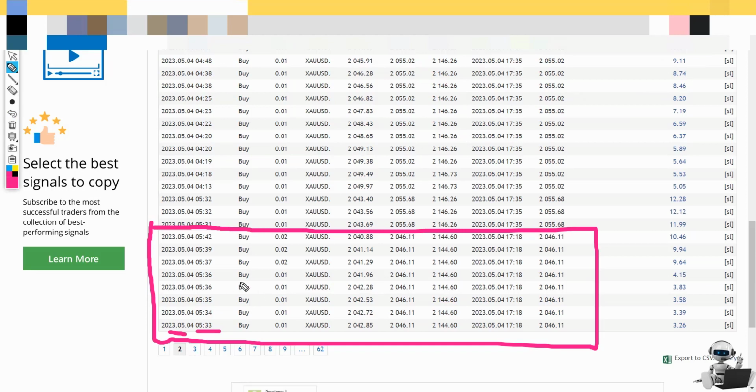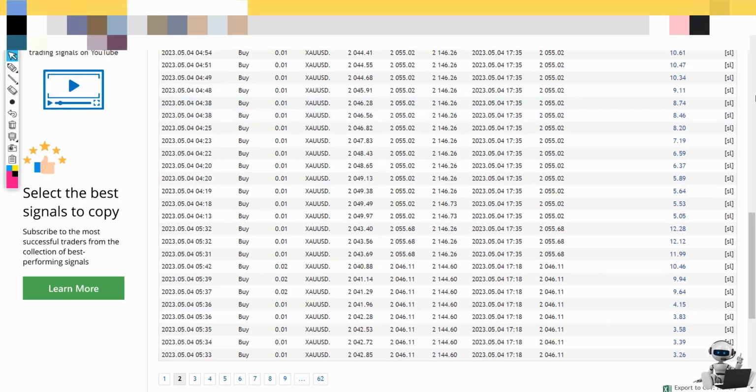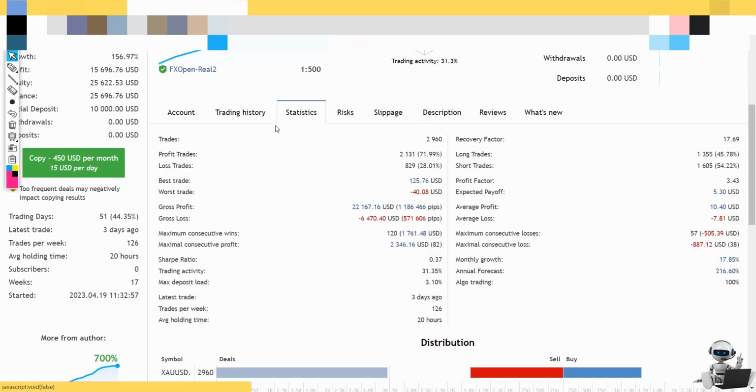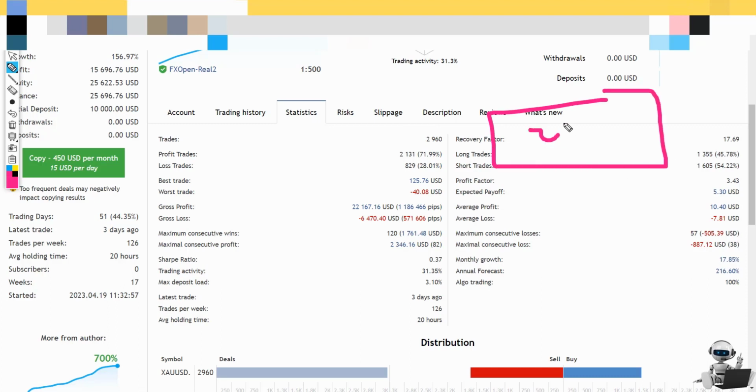For example, this is obviously using semi-martingale, because it increases the lot size. You can see the timeline for this trade, and it closed at the same price. This is take profit or trailing stop loss, and this is the time where it closed. So unfortunately for the EA, it seemed to be using semi-martingale and semi-grid as well, so that's why the drawdown happened.